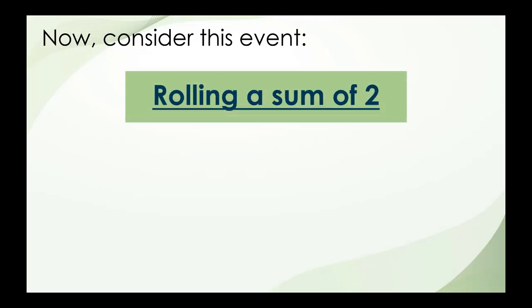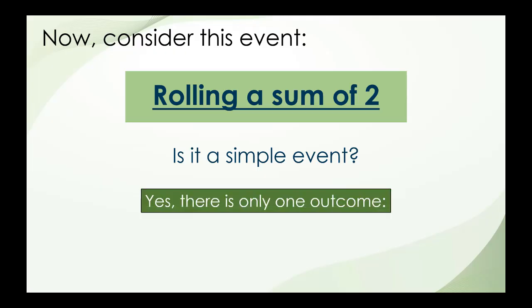So let's consider this event. Rolling a sum of 2. So we just saw the 36 rolls, and we really have to ask ourselves, how many of those added up to 2? If it's just 1, then it's a simple event. If it's more than 1, then it's not a simple event. Well, the only way you can roll a 2 is by rolling a 1 and a 1. That's it. That's the only way to do it. And so there's only one outcome in this sample space. So that makes this a simple event. What about this one?